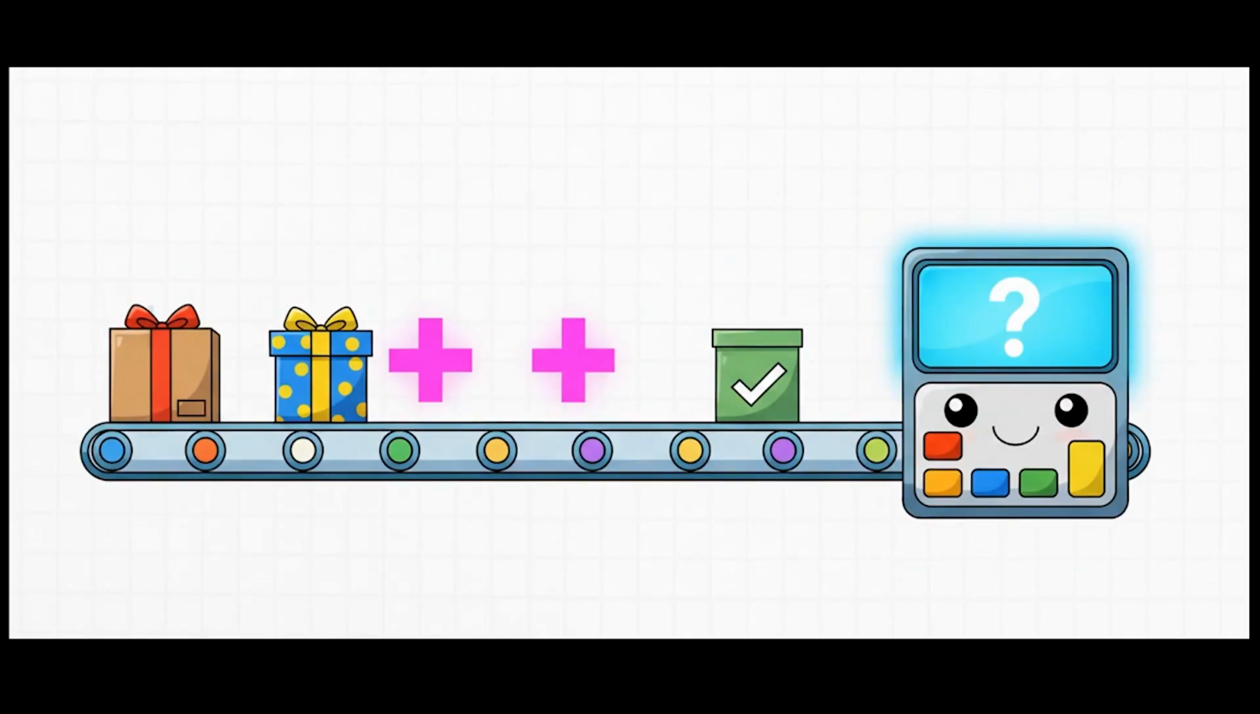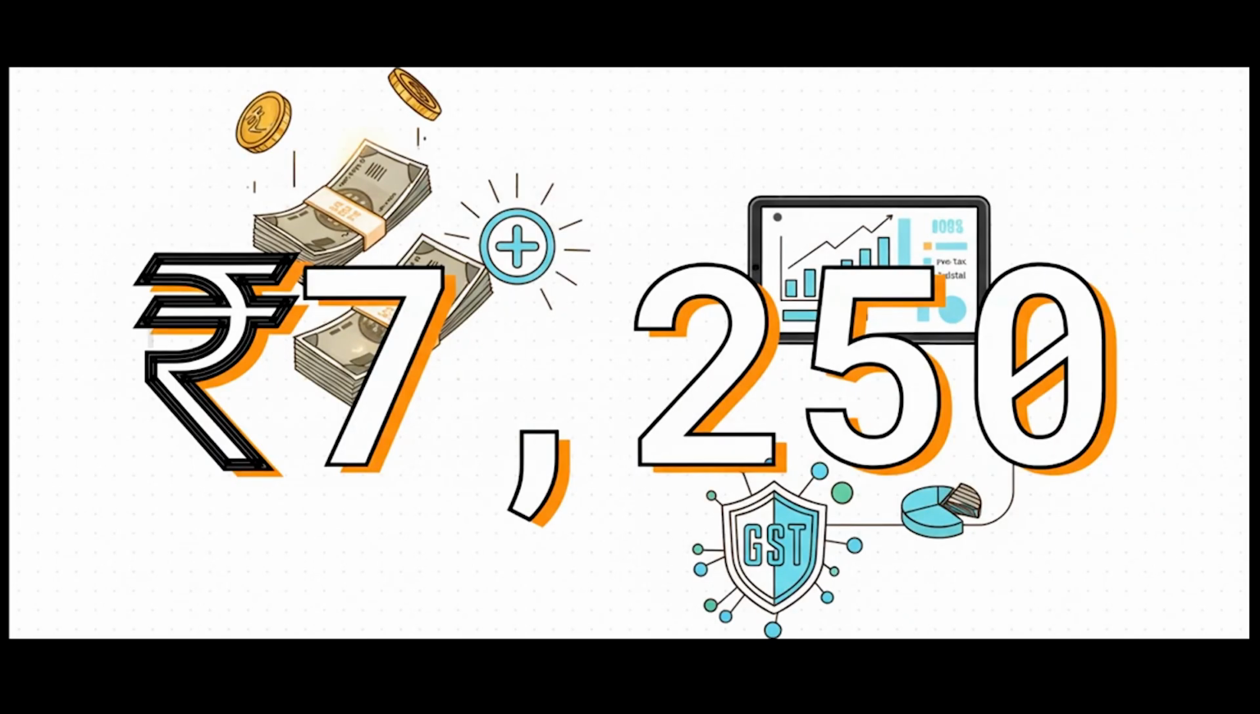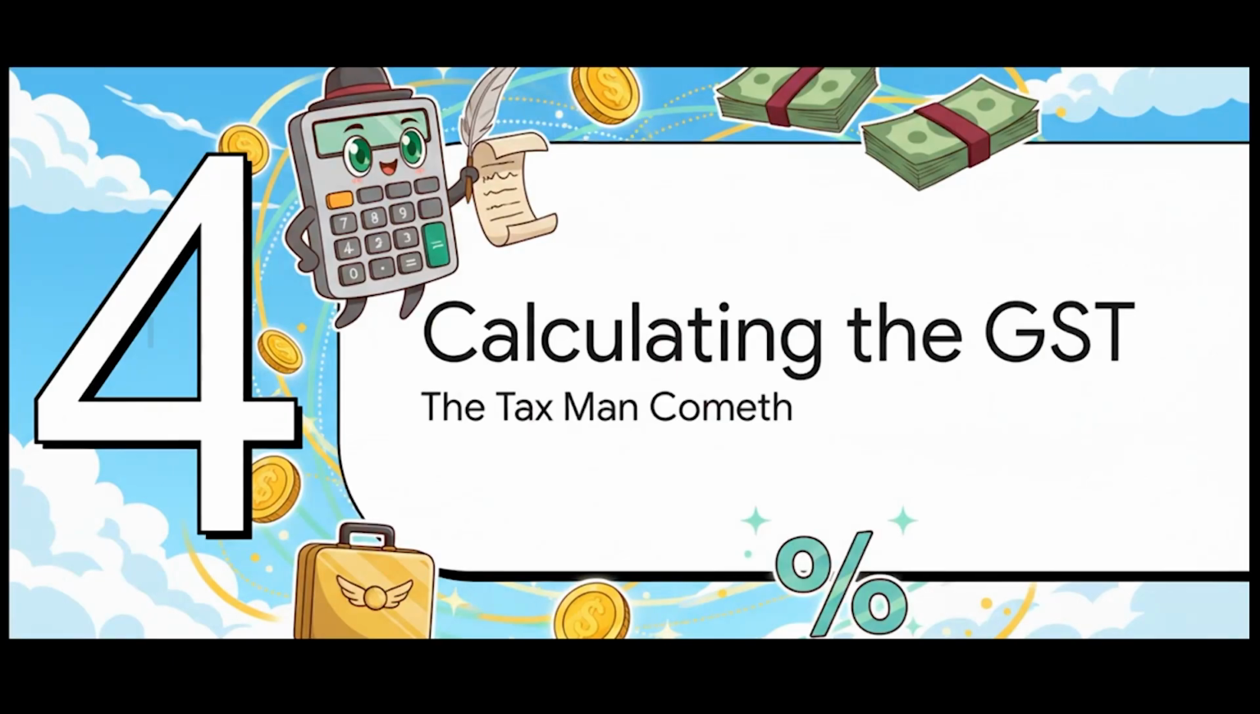So let's do that simple addition. The cost of item 1 plus item 2 plus the newly discounted cost of item 3. What do we get? The answer is 7,250 rupees. And that right there is our pre-tax total, or our subtotal. This is the super important number that the goods and services tax, the GST, is going to be based on. All right, we have our subtotal locked in. Now it's time to figure out the tax.